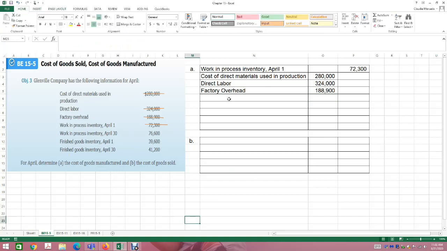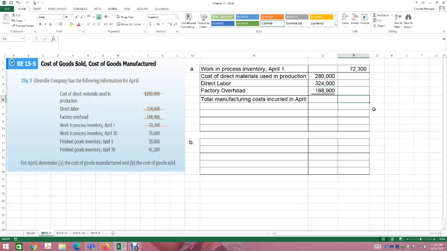Okay, so now we've got our three costs: direct materials, direct labor, and factory overhead. Now I can calculate my total manufacturing cost incurred in April. In April, we're hopefully going to finish manufacturing what we started last month, and then we put all of these into production. We put materials, labor, and overhead. So we're going to add these three components together.